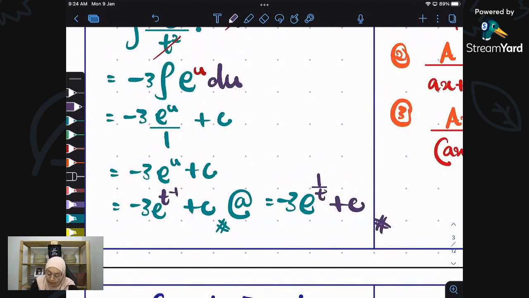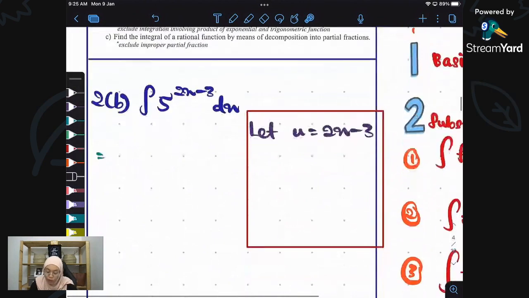So both answers here are correct anyway. Whichever you prefer. But don't forget to put back the letter t, because this is the original question, which is in terms of t. Okay, let's go to 2b.